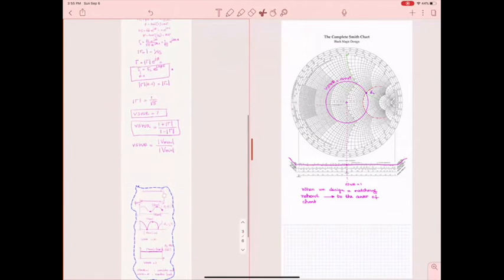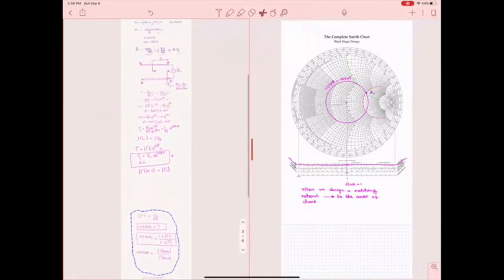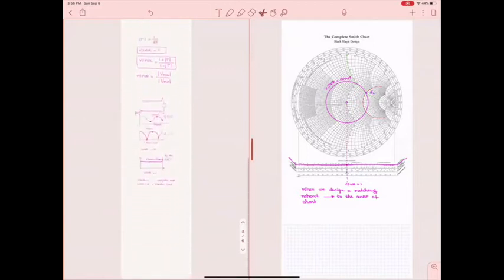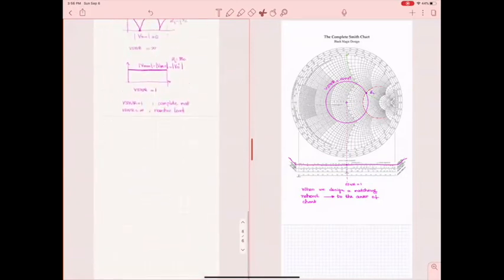Okay, so now we are going to solve a problem. I guess this is the idea: the more problems you solve, the easier it's going to get for you to use this. All right. Do you have a particular matching problem you would like me to solve?